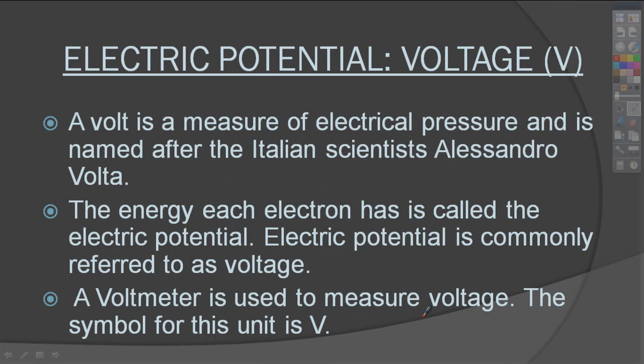A volt is a measure of electrical pressure and is named after some Italian dude. The energy each electron has is called its electric potential. Electric potential is commonly referred to as voltage. And we use a voltmeter to measure voltage. The symbol for this unit is V. That's probably all review stuff except for the voltmeter used to measure voltage.